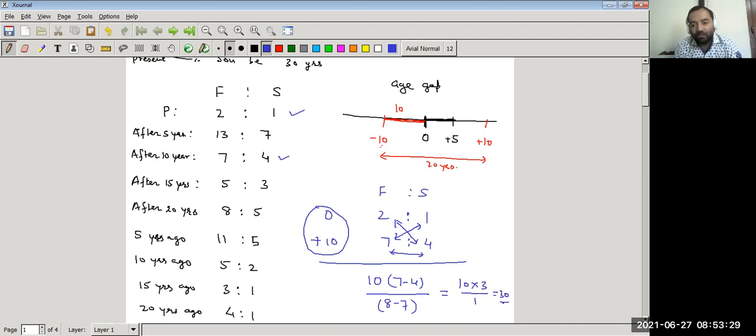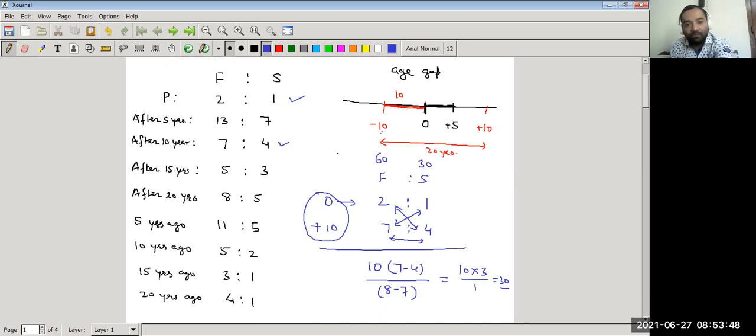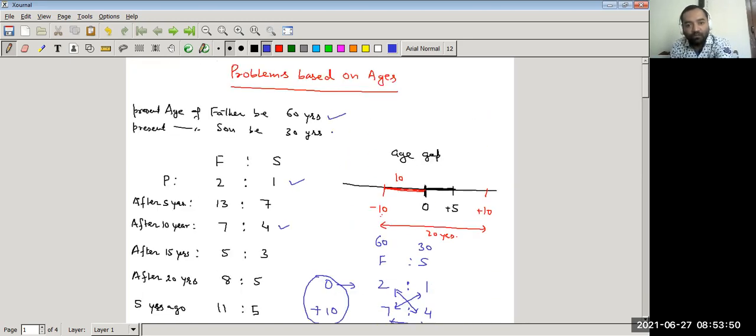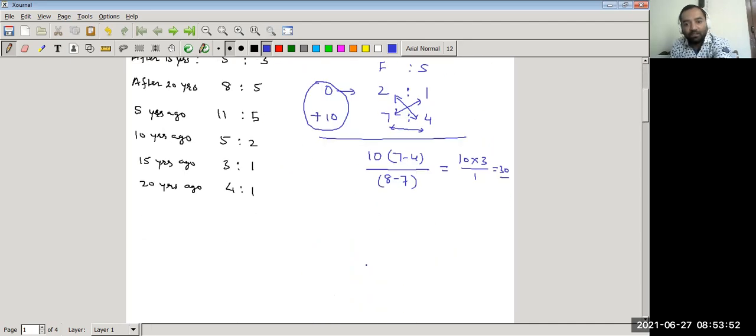Now we get the unit. This is our 1 unit value. So 1 unit value is 30. Now father's age is 2 units, so father's age is 60. We are talking about present age. So 2 units is 60 and 1 unit, son's age, is 30. So it is given. So the present age of father and son is 60 and 30.